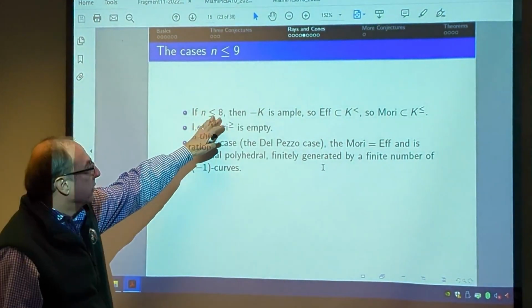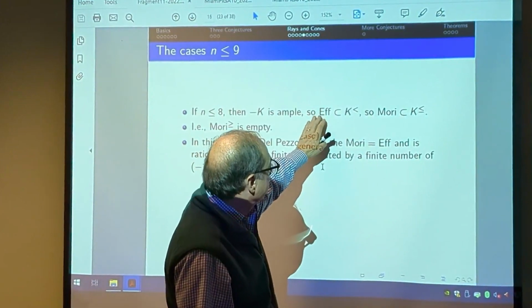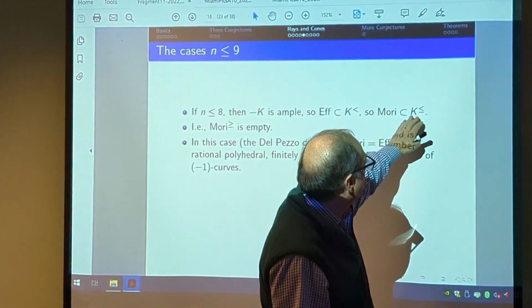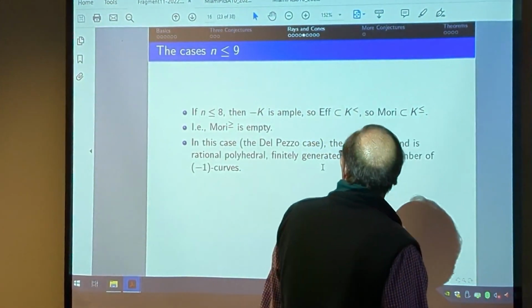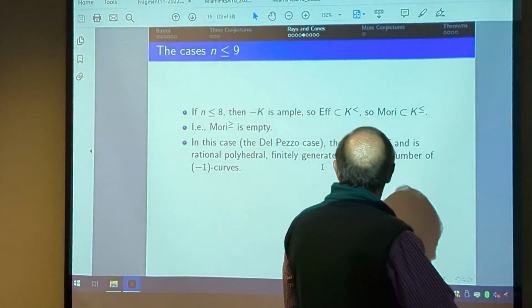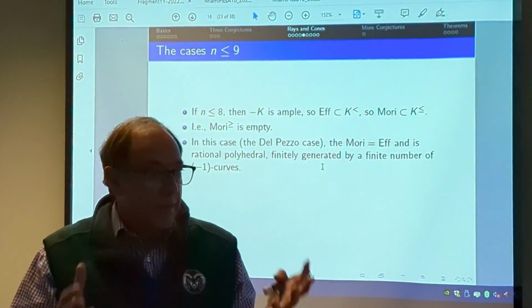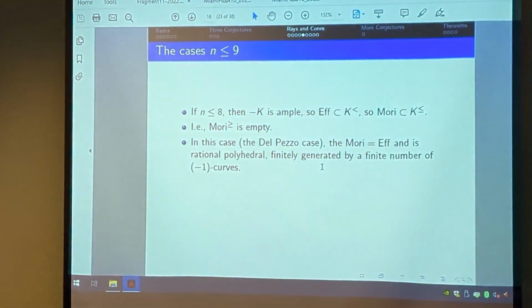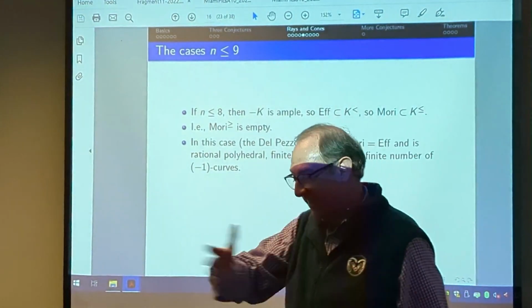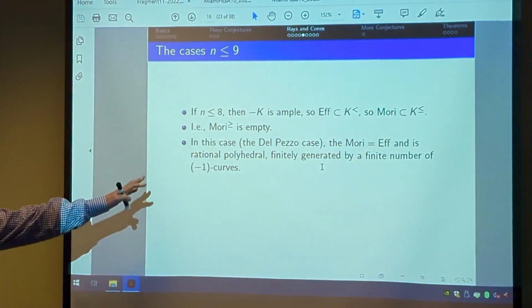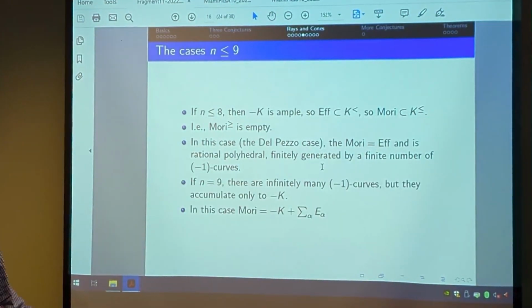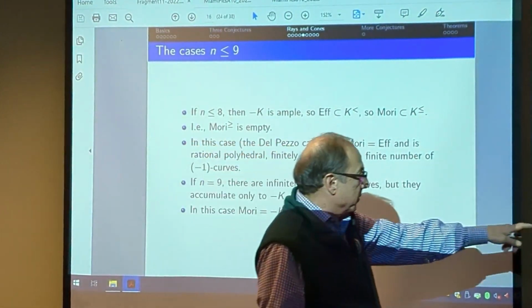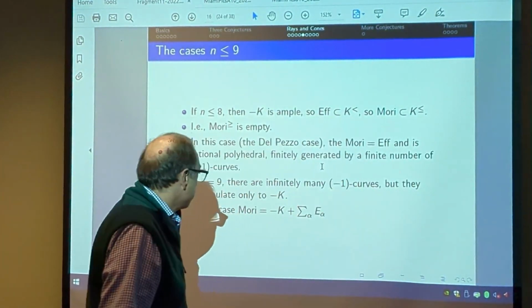All right. So if you have 8 or fewer points, and the anti-canonical class is ample, the effective cone is inside K negative. So the Mori closure is inside K less than or equal to 0. It's all over here. And so Mori's theorem says this part is empty. And in this case, which is the case of Del Pezzo surfaces, the effective cone is generated by -1 curves. That's a famous statement that 19th century geometers struggled with; they wrote thousands of papers on this. And Mori came and proved the cone theorem, and so it really was a big advance. If n equals 9, then there are infinitely many -1 curves, but they accumulate at the boundary, and there's still nothing on there. Well, there's -K, that's all.